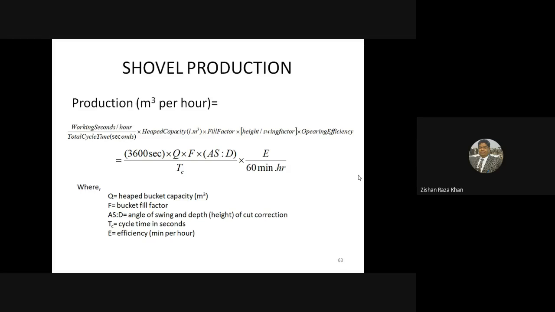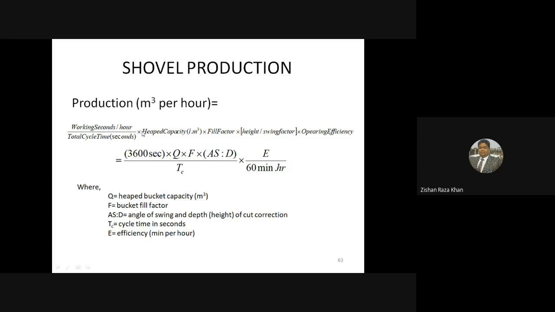This is the production formula in meter cube per hour, wherein it considers all the factors related to the production aspects of the shovel. So production in meter cube per hour will be working seconds per hour divided by total cycle time. It means you are basically finding out how many cycles are going to be done in one hour. Now multiply by heaped capacity in loose meter cube, which will give you the theoretical total volume, multiplied by the fill factor, multiplied by the height or swing factor, and operator efficiency. This will make the calculation actual and as per the conditions of the site.